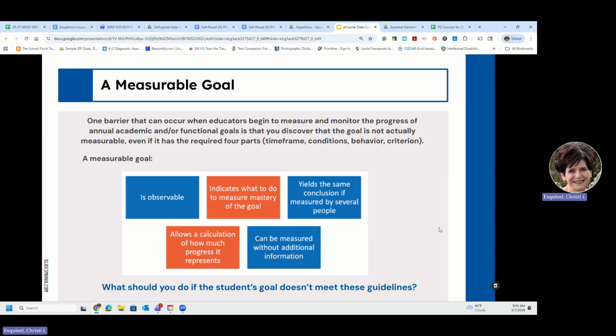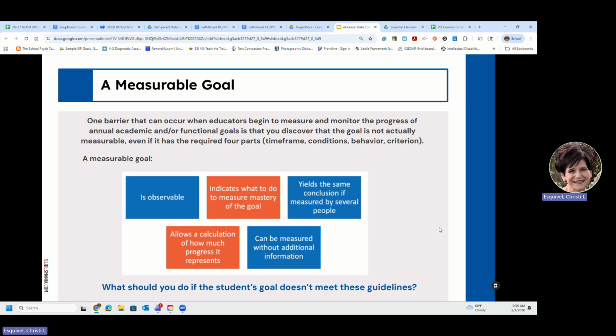A measurable goal yields the same conclusion if measured by several people. Would 2 different people understand the goal and measure it the same way? The goal must provide enough detail for multiple people to read and implement in the same way. Otherwise, the data obtained will not accurately reflect the progress made by the student. A measurable annual goal allows a calculation of how much progress it represents.